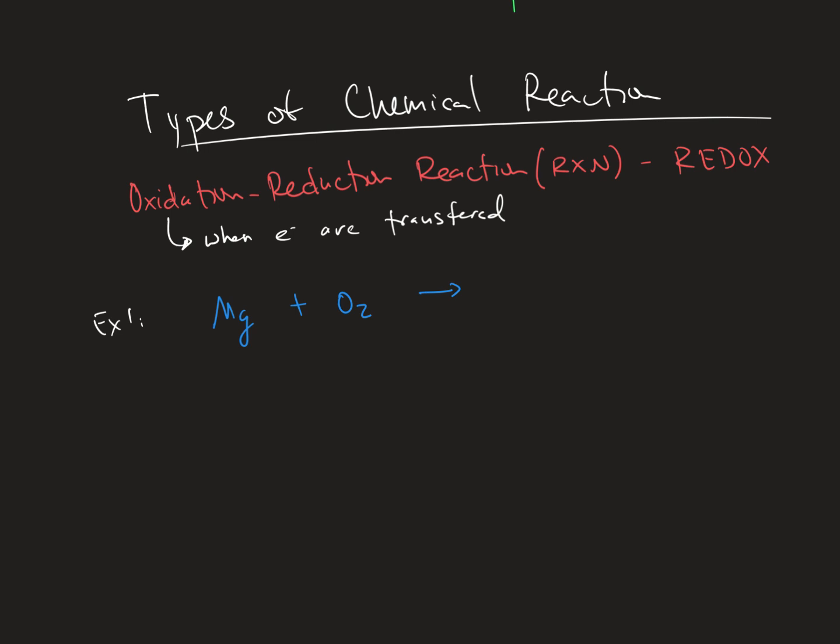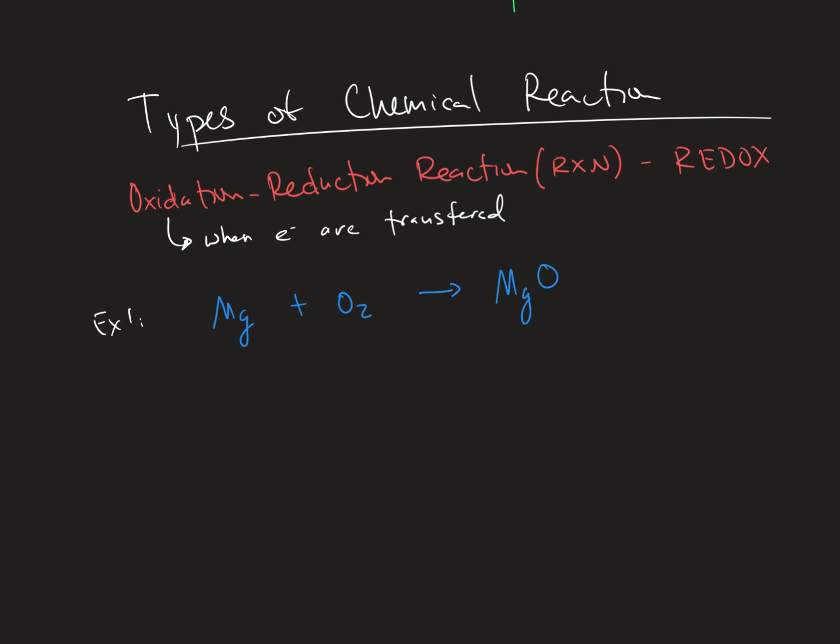Okay. And any ideas what it's going to give us? You should be able to figure this out right now. MgO. That's the formula. It's the only formula that we can write for magnesium oxide. All right. So this is an example of oxidation reduction.